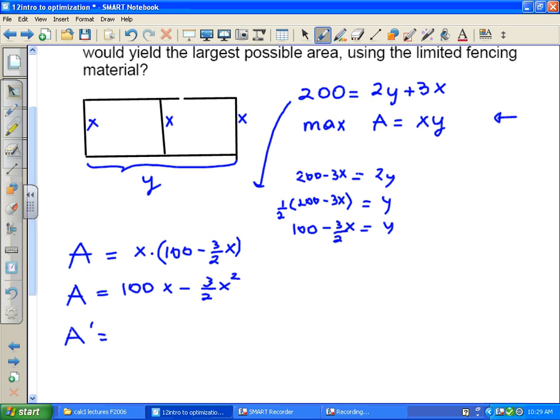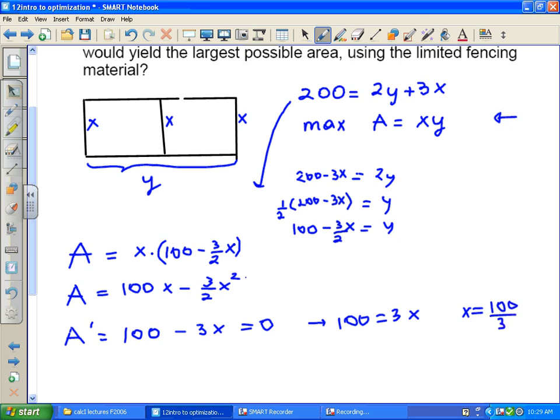Okay, so the derivative of the first one is 100. The next one is minus 3x. Set it equal to 0 and solve for x. You will get 100 is equal to 3x. x is 100 over 3.